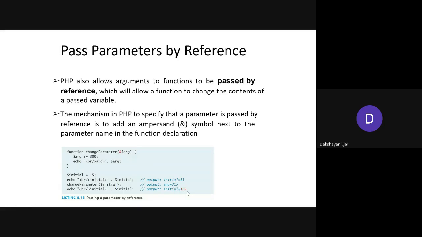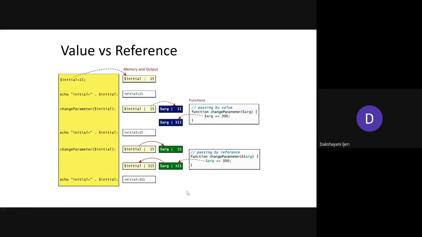Okay. So this can be better explained with this figure here. You can see how it is going to make a difference and how it is going to change over here. In the pass by value case, these two are going to point to different locations, right? You have not used any ampersand symbol here. So that's why these two are treated as different locations and different memories.